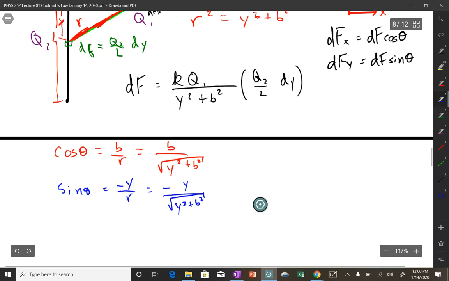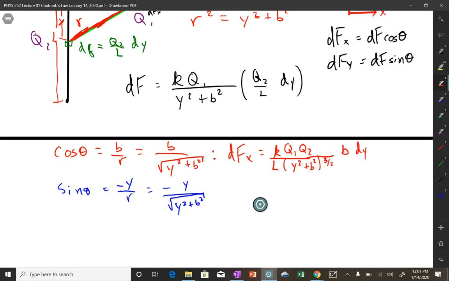So I could put those in and have, let's try to be a little color coordinated. So then for dfx, we would have df times b over square root of y squared plus b squared. And for dfy, we would have df times, I'm just going to put my negative in front, so negative df over square root of y squared plus b squared. Okay. Except you jumped ahead a couple of steps. Okay, you're right, I did.